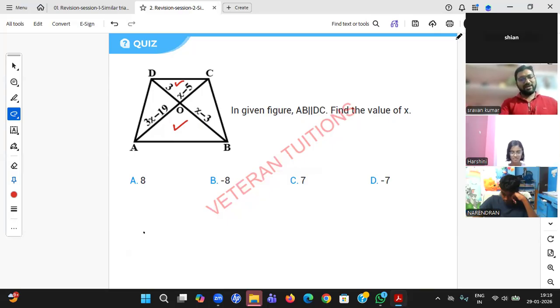So finding the x value is nothing but I want an equation. What is the equation? You can use similarity.